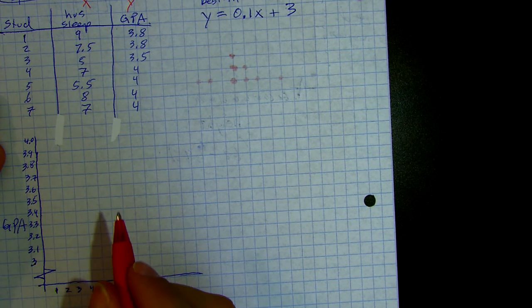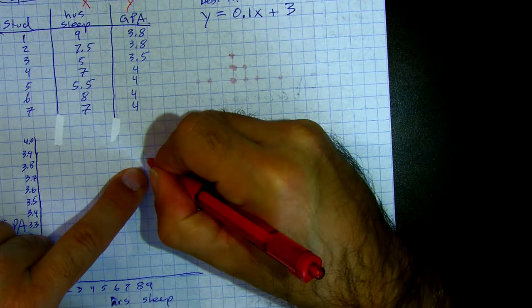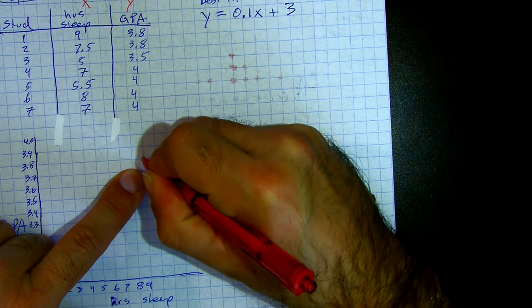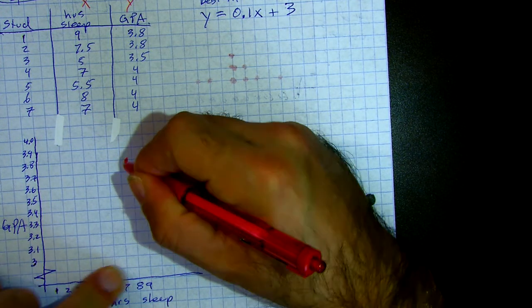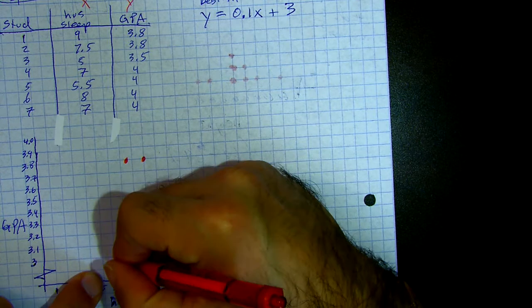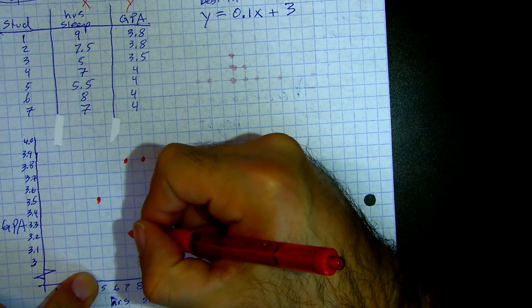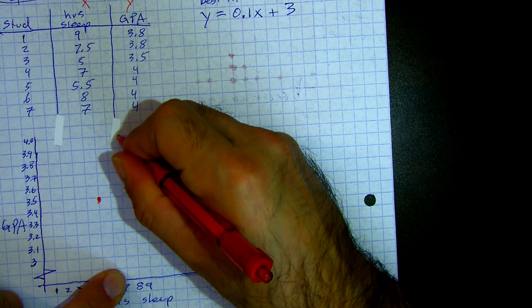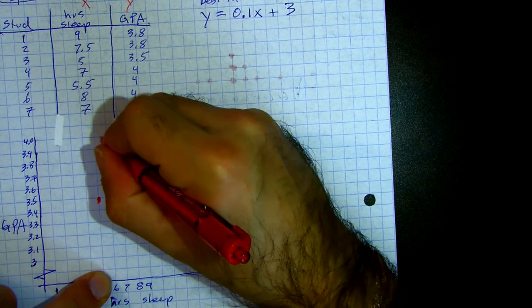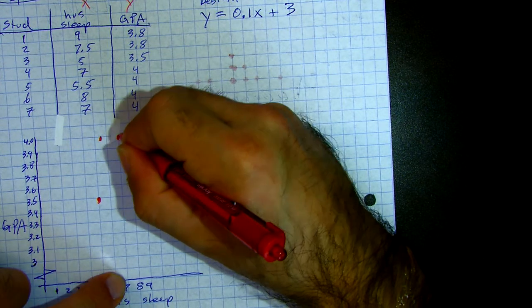We have 9 hours of sleep, got a 3.8. 7.5 hours of sleep, got a 3.8. 5 hours of sleep, got a 3.5. 7 hours of sleep, in this case, got us a 4.0. 5.5 hours of sleep, got us a 4.0. 8 hours of sleep, 4.0. 7 hours of sleep, we got another one, 4.0.